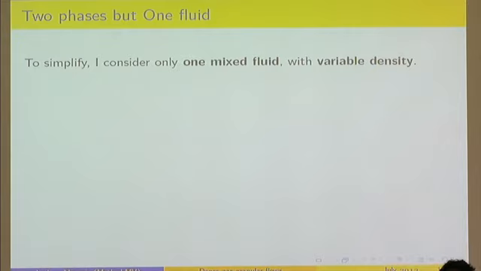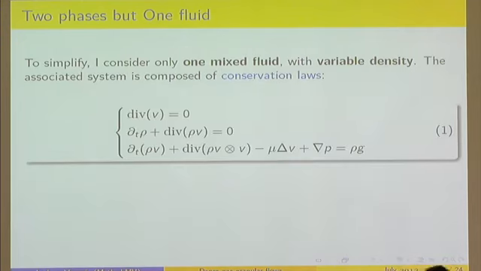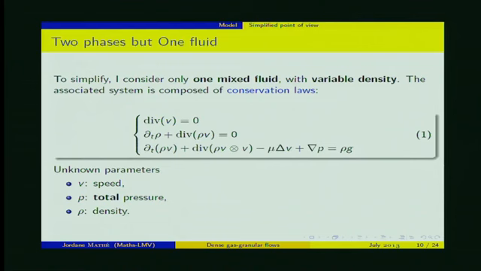One way is to consider only one mixed fluid, but with a variable density. Okay. And then the equations are the following. This is incompressibility. This is mass conservation in the mixture. So these are the mixture property characteristics. And this is the momentum conservation.